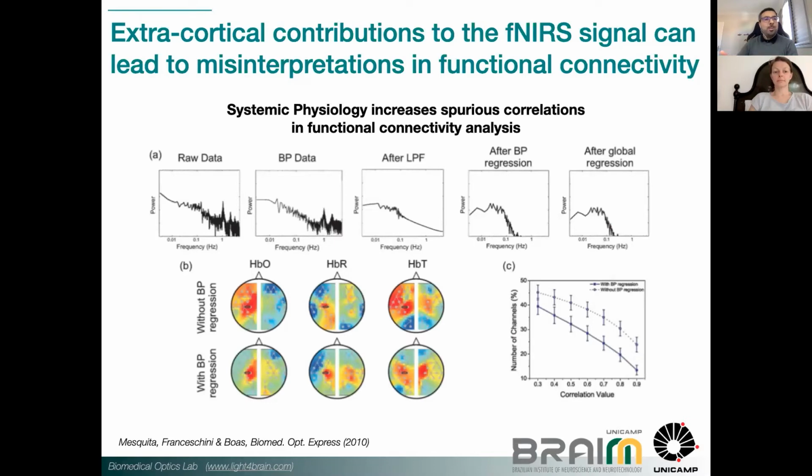We were not interested in variability, but we saw that, for example, if you don't remove extracortical contributions, in this case, we were interested in arterial pressure and blood pressure, because blood pressure is a systemic way that we can control blood flow. So if you collect blood pressure information independently and use it to regress blood pressure oscillations from the NIRS oscillation, you decrease the amount of correlation and your results are more stable at the intra-subject level. And this is for the resting state.